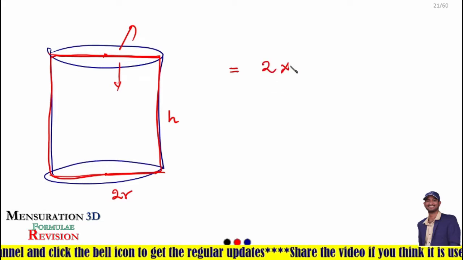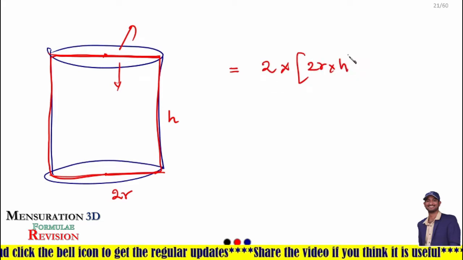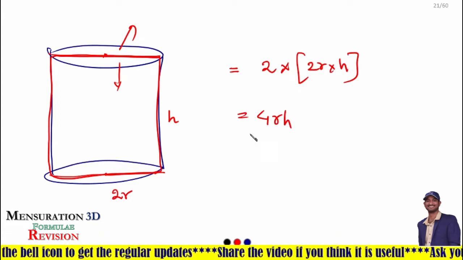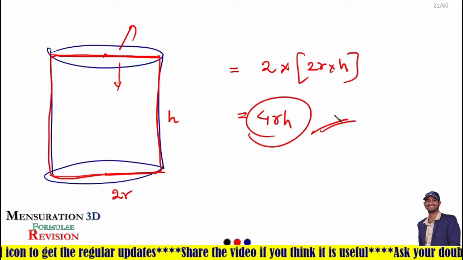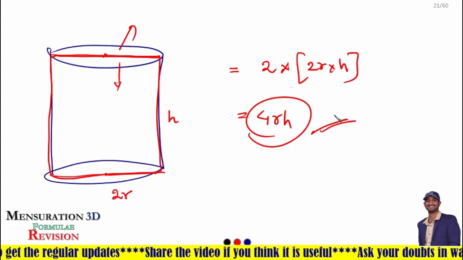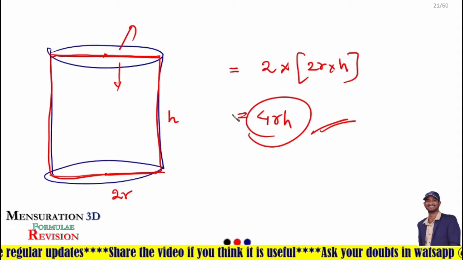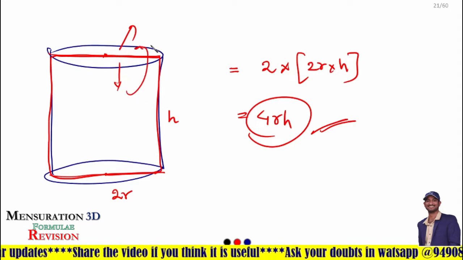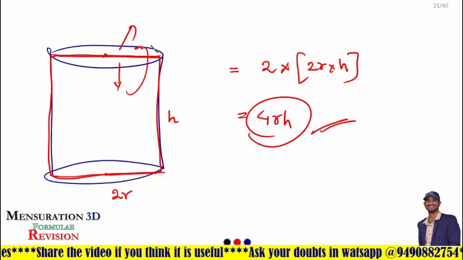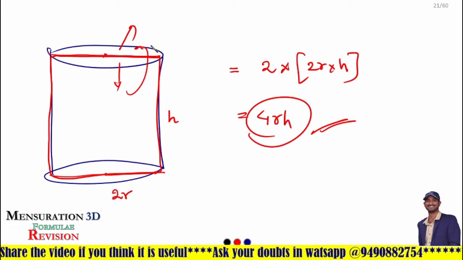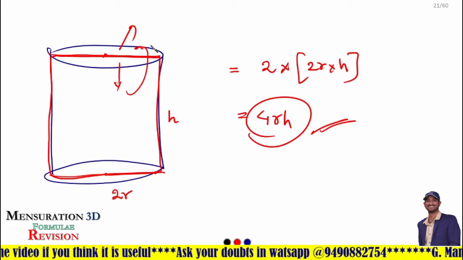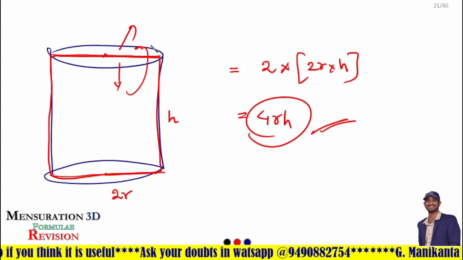Two rectangles, 2 into 2r into h, that is 4rh is the extra total surface area you are getting, which is equal to the total surface area of these two parts equal to the total surface area of the given cylinder plus 4rh. Okay, this is about vertical cross section in cylinders.